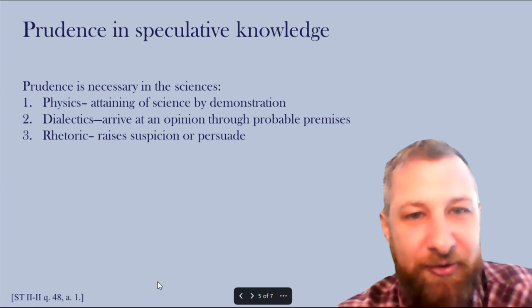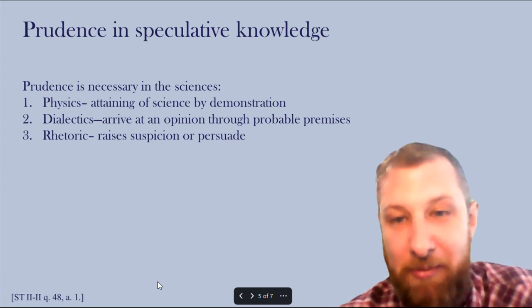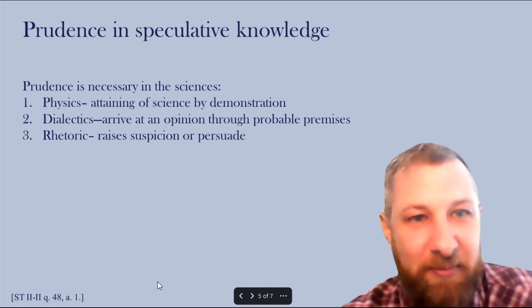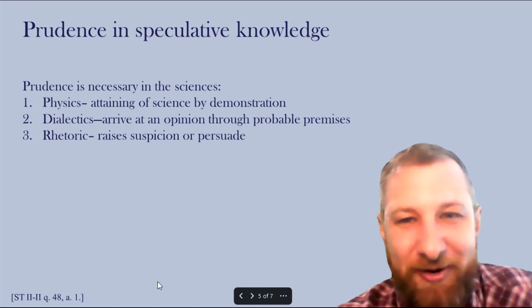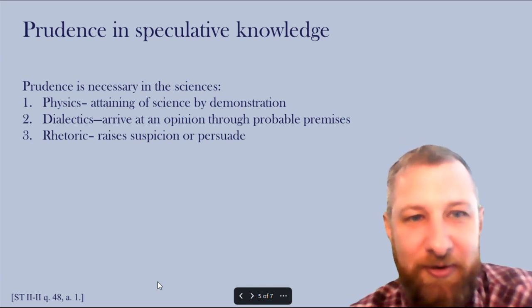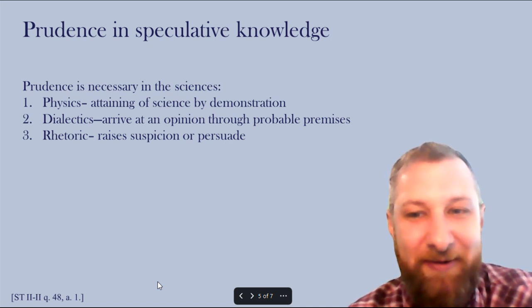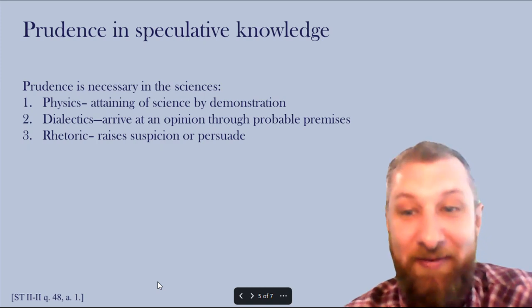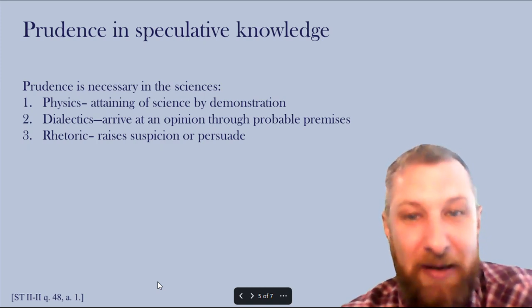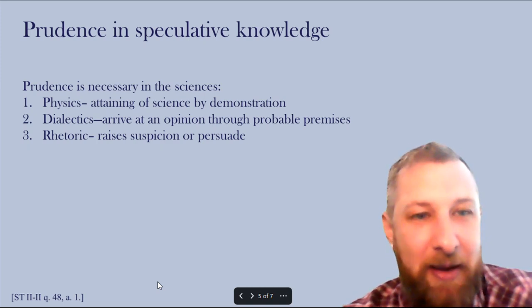Also dialectics, which is to arrive at an opinion through probable premises. Again, very similar to what I was just talking about, right? If something isn't repeatable, you can't make it predictable, right? And if you have that understanding, you can have probable premises. You can come up with hypotheticals and that dialectic.